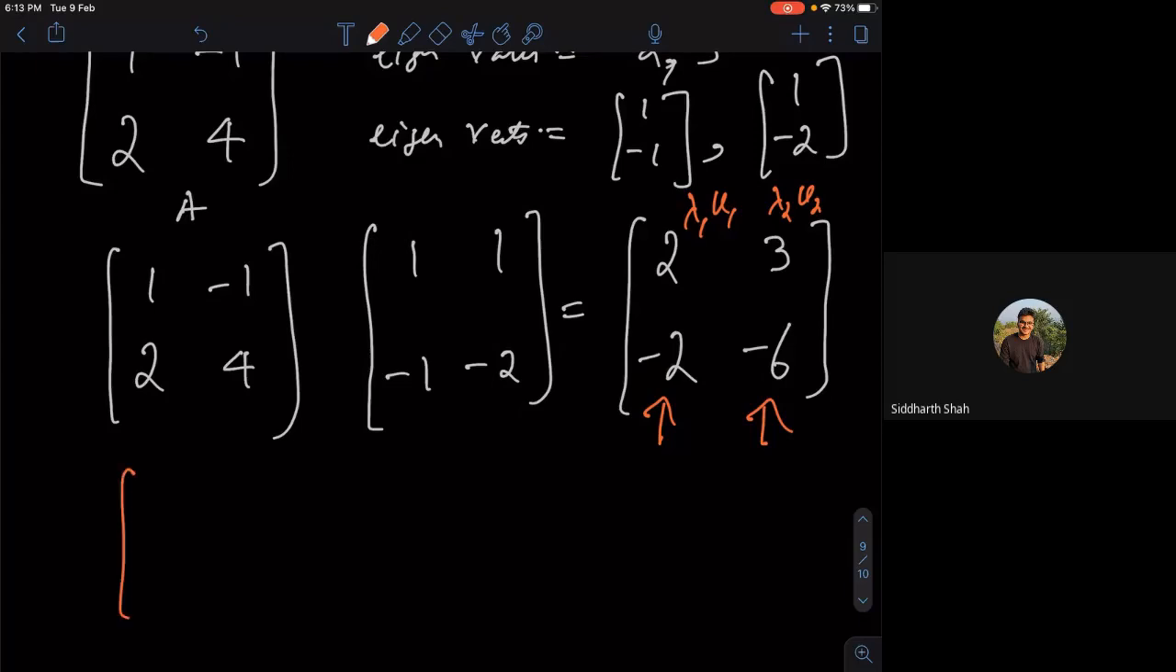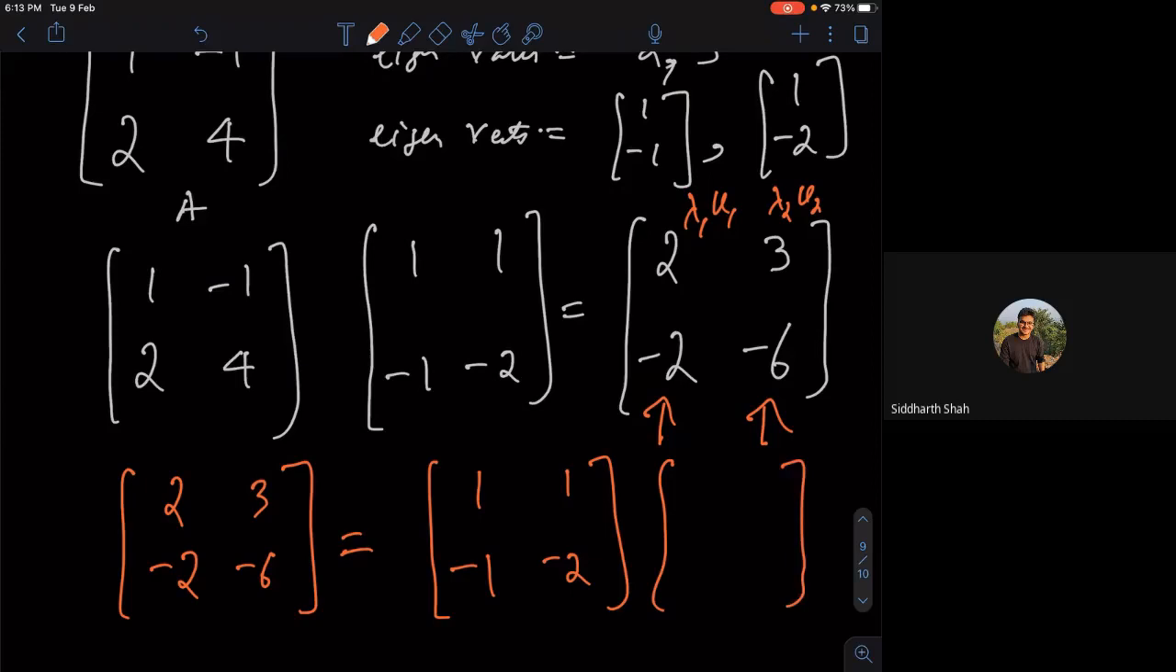So basically, I'm going to rewrite 2 minus 2, 3 minus 6 as this multiplied with some other matrix here. What should be this other matrix on the right? It has got to do something with the eigenvalues. So the diagonals have eigenvalues, rest everything is 0. Right, 2, 3, 0, 0.